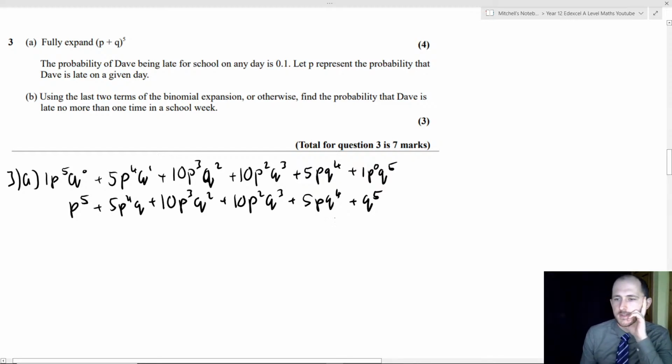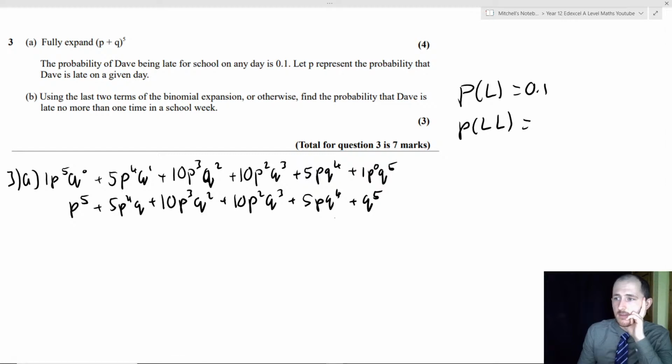So if I have a look at this, if you remember your probability, the probability of him being late once is 0.1. The probability of him being late and then late again would be 0.1 times 0.1. Or in this case, it would be P and then P times P, so P squared. Yeah? And so on and so forth.